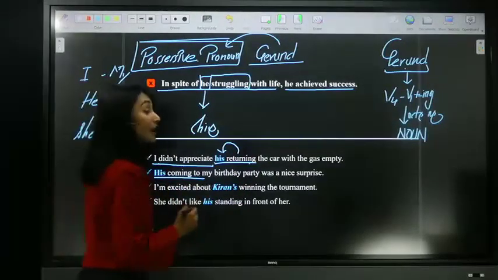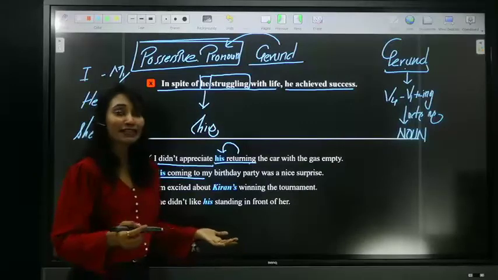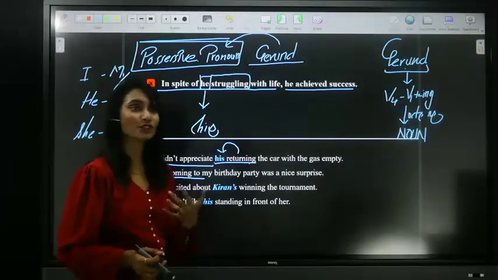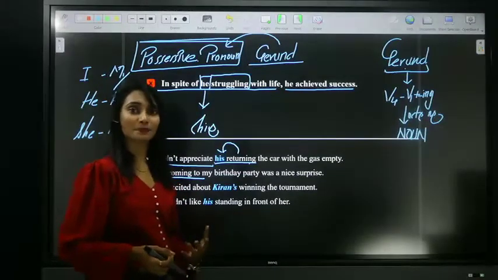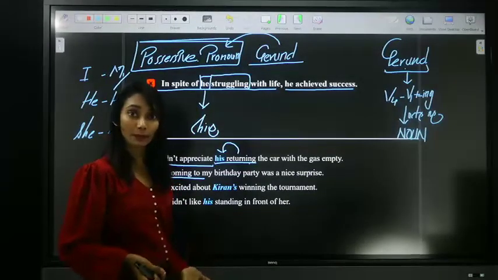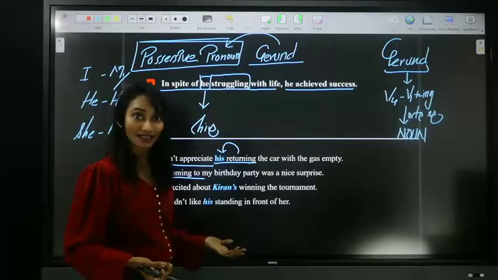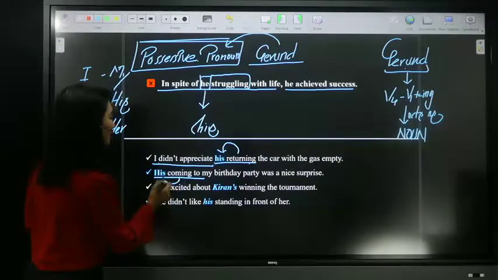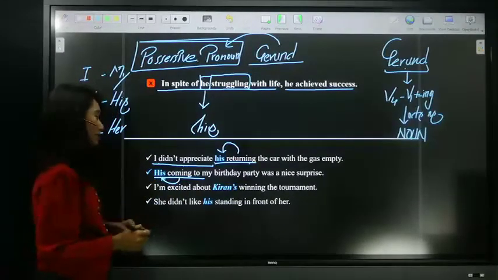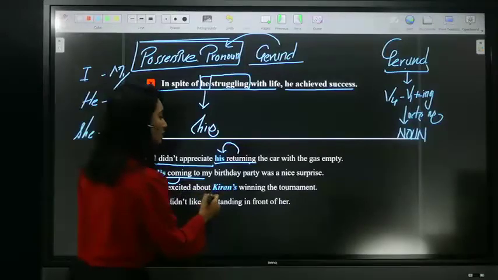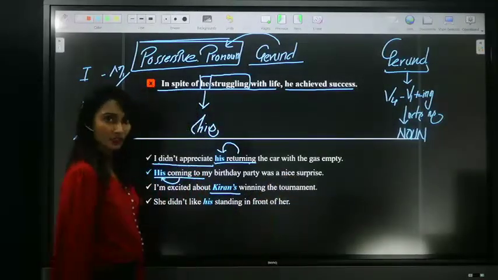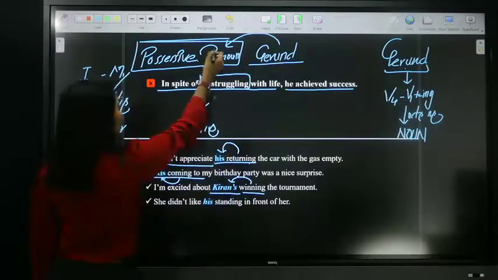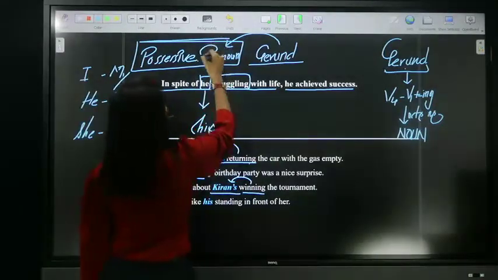His coming to my birthday party was a nice surprise. I didn't expect his coming. I didn't think that he would come, but he came. That is a nice surprise. So, his coming to my birthday party. His coming is a gerund. I'm excited about Kiran's winning the tournament. Here, winning is a gerund. Here we have a noun. It may not be a pronoun, it can be a noun also.